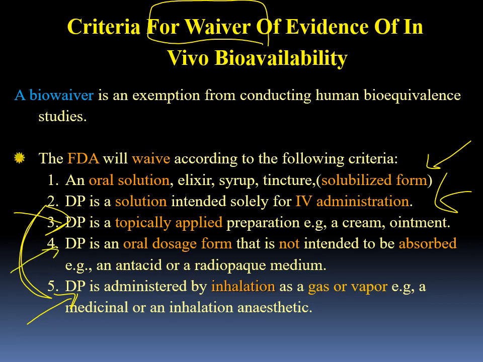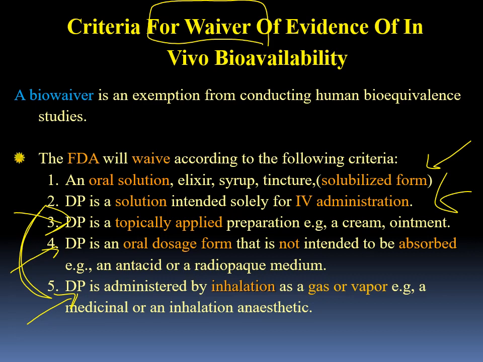Point number 4 is where we have an oral tablet, but the active ingredient is acting locally inside the GIT. Like for treatment of ulcerative colitis, we are taking active ingredients which dissolve in the colon and act locally inside the colon. No need for these drugs to be absorbed. Even if it is not absorbed, it will be better to avoid any systemic side effect. So it will act locally inside the colon and treat the inflammation present inside the colon.